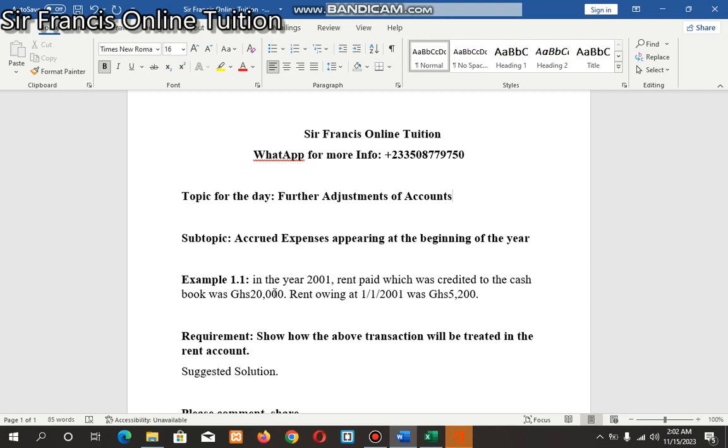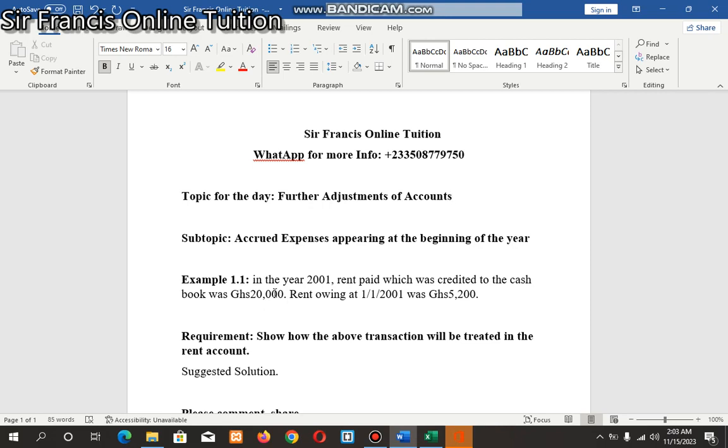So for your sales, there will be information relating to the sales. Maybe the sales figure has been overstated, and maybe the owner has made some drawings, or some goods have been taken by the owner. So all this petty information will be found under the additional information. So how do you go about them?